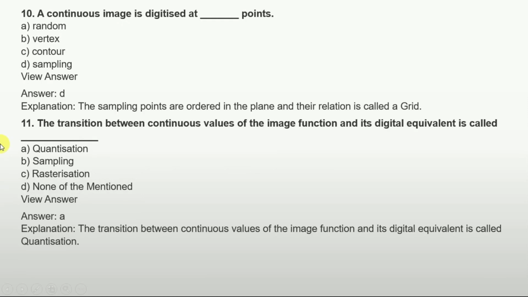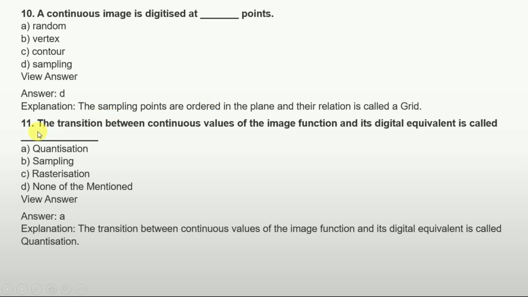So our new question is, a continuous image is digitized at dash points. Option A is random points. Option B is vertex, option C is contour, and option D is sampling. So the answer is option D, that is sampling. A continuous image is digitized at sampling points. And we can see the explanation. The sampling points are ordered in the plane and their relation is called a grid. The relation is called a grid. That is also a useful and important term that we can see here.